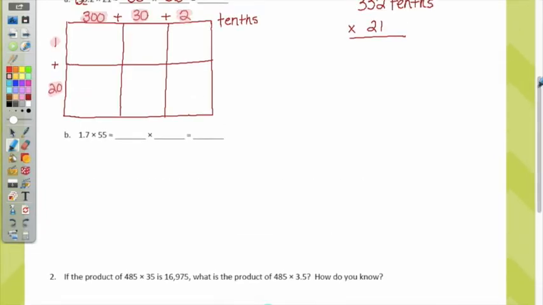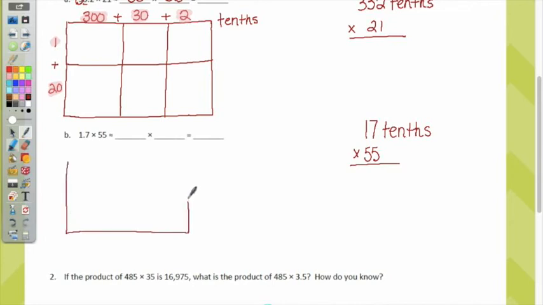Okay? First thing I want you to do, standard algorithm. So it's 17 tenths times 55. This is similar to B, I think, from your problem set. Your area model, 2 by 2, isn't it?